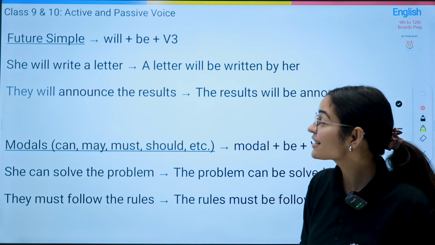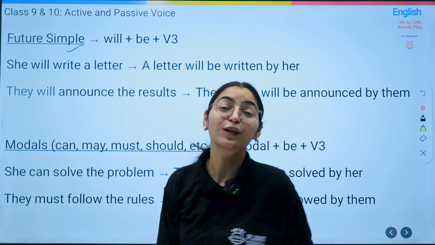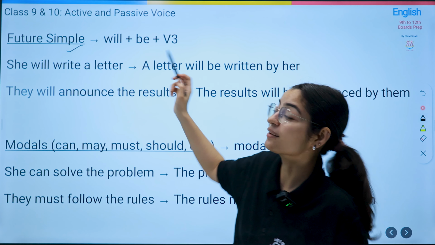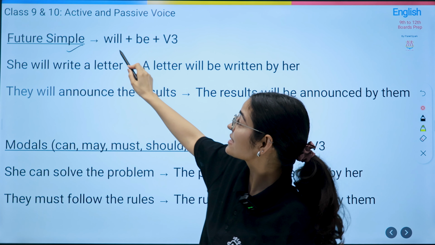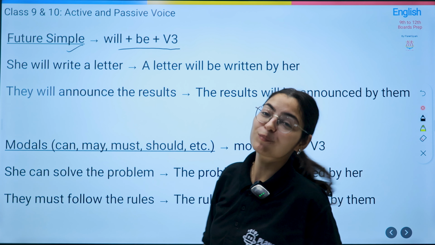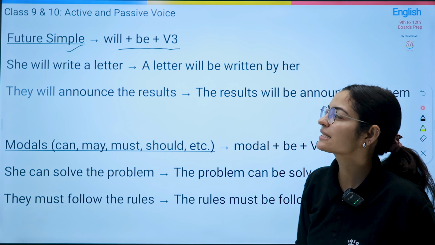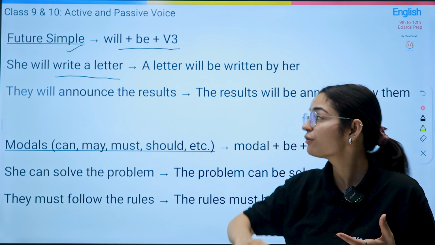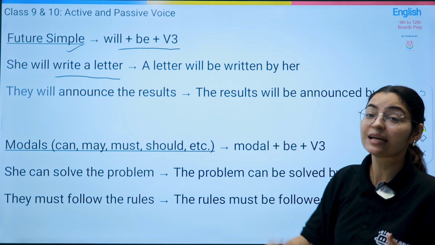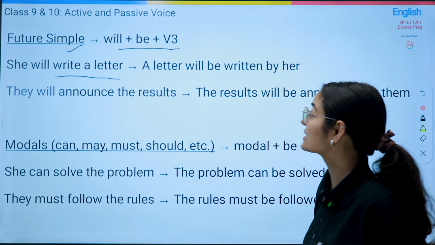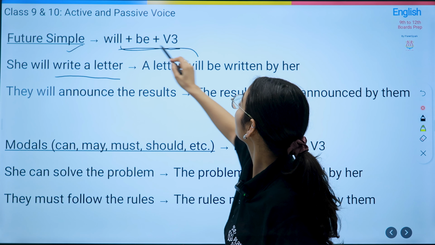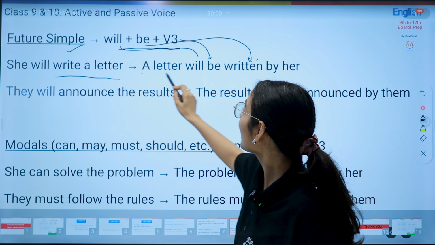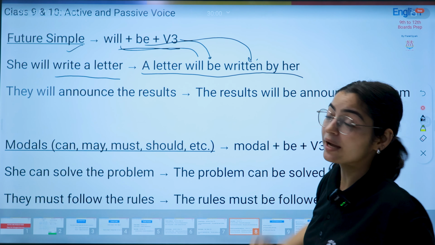Now let's talk about the next one, which is future simple. Whenever any sentence is in future simple tense, the formula, the structure to change it into passive would be will plus be plus the third form of verb. Let's look at an example here. She will write a letter. This is an example of simple future tense, right? Now if we have to change it into passive voice, we will use will and be and the third form of verb, and the sentence would become a letter will be written by her.